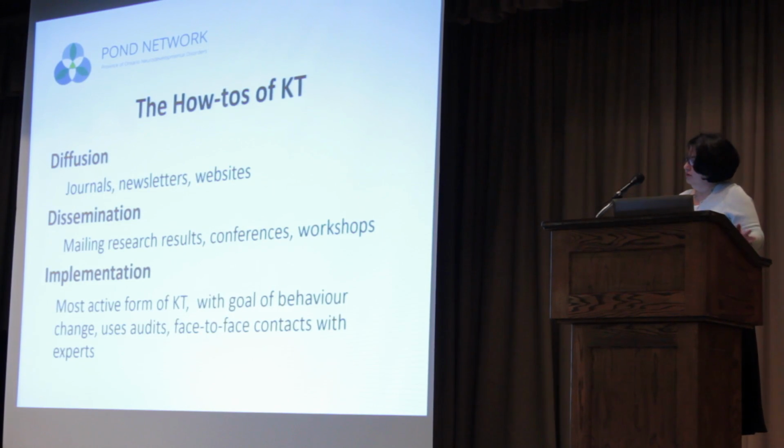Okay, so knowledge transfer was originally around, as I said, diffusion. So that was one means of getting information out. So there were journals that people read. There were newsletters provided to, like, the family groups, and there are websites such as we have as well. There's also what's termed dissemination, which means that there is an expectation that people are going to learn and take away this information, and that is that you have mailing of research results. There are conferences such as this, and workshops as well.